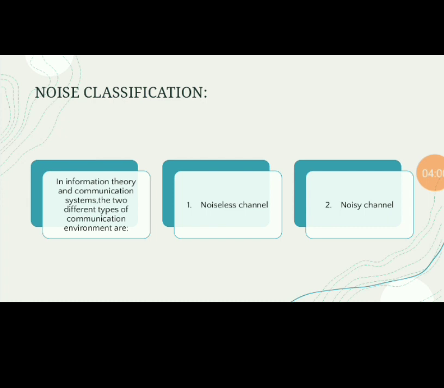Now let's see the noise classification. Noise classification basically depends on whether the transmitting channel has noise on it. So, in information theory and communication systems, the two different types of communication environment are one, noiseless channel, and second, noisy channel. If the transmitting channel has noise on it, it is called noisy channel, and if it is not, it is called noiseless channel. Practically, noiseless channel is impossible to create. Let's discuss further.